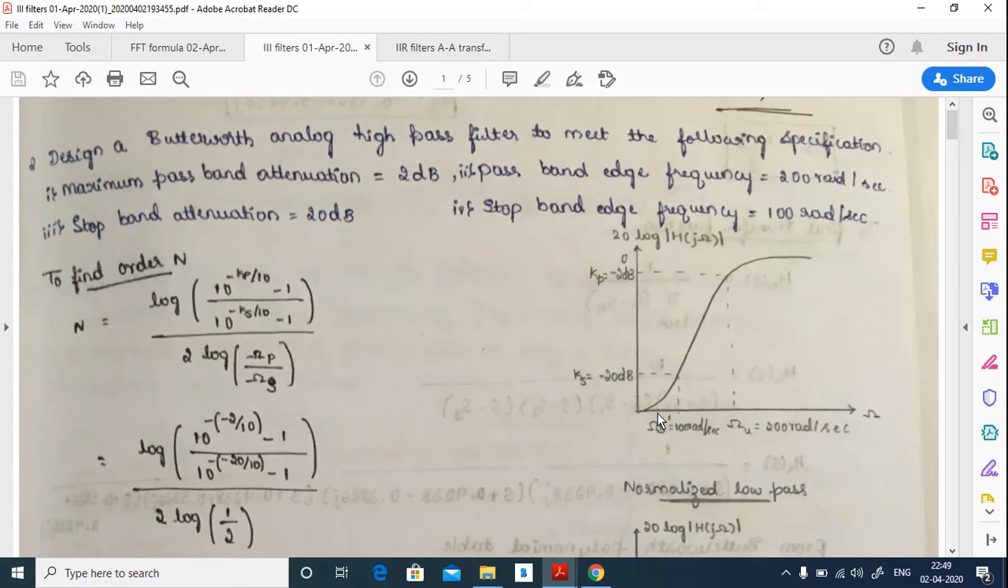The problem is like this: design a Butterworth analog high pass filter to meet the following specification. Those specifications are like this: maximum passband attenuation, which is 2 dB, passband edge frequency, that is corresponding to passband attenuation, is 200 radians per second. Third specification is stop band attenuation, which is 20 dB, and the fourth specification is stop band edge frequency, which is 100 radians per second.